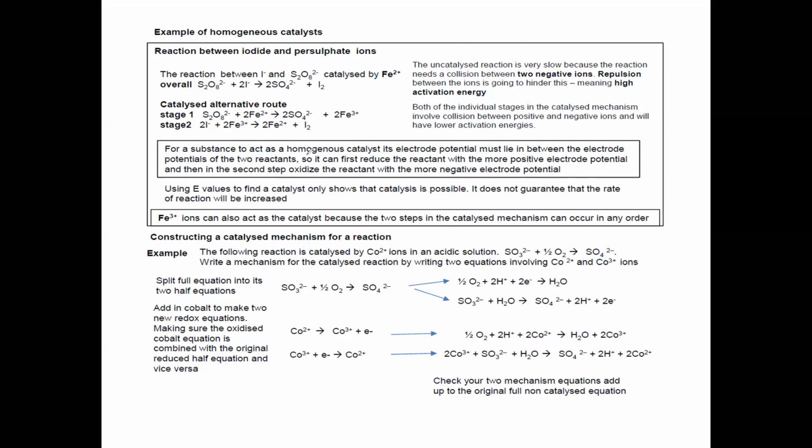So for a substance to act as a homogeneous catalyst, its electrode potential must lie between the two reactants. It is first reduced with a more positive electrode potential, and in the second step, it is oxidized with a more negative electrode potential. For example, if I say the electrode potential for S2O8 changing to SO4, it is gaining electrons here.